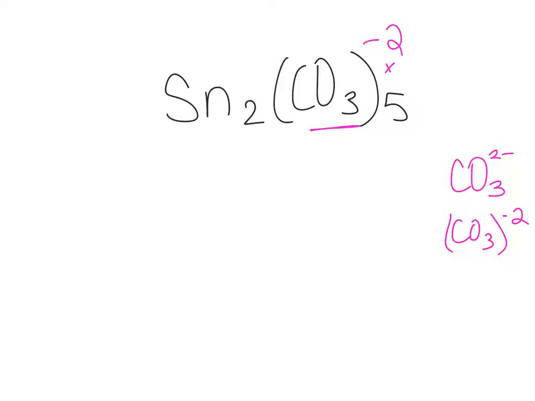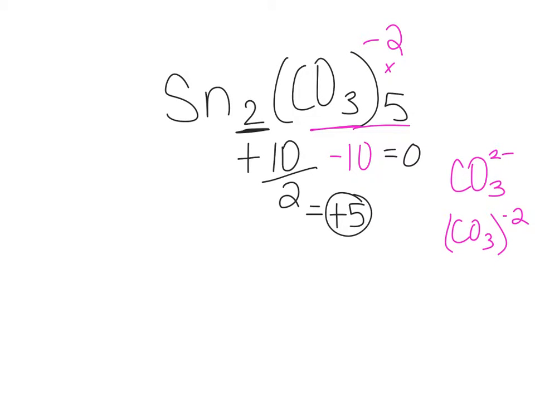I'm going to multiply it by the number that I have, which is 5. The subscript 2 has nothing to do with this, so don't worry about it. But 2 times 5, we're going to have a -10 overall. All of this has to equal the number 0, so that means this has to be a +10. I'm going to divide it by the number of metals that I have, 2, and that will give me a +5 charge. So this is actually tin 5 carbonate.